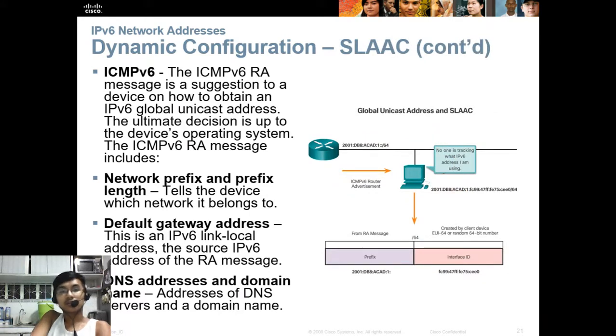The ICMPv6 RA message is a suggestion to a device on how to obtain an IPv6 global unicast address. The decision is up to the device's operating system. The ICMPv6 RA message includes the network prefix and prefix length, which tells the device to which network it belongs.